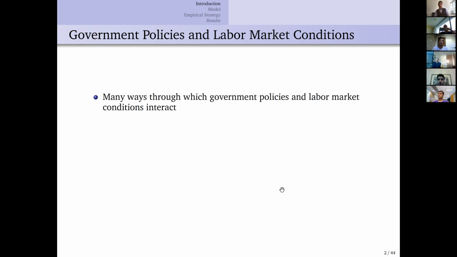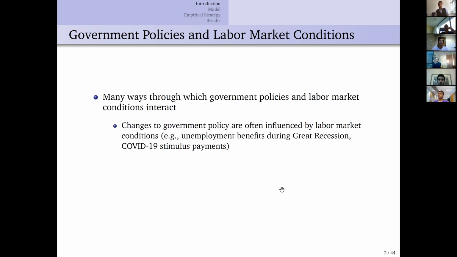One clear example of this is that we often see government policies responding to changes in the labor market. For example, in the United States, during the Great Recession, many states expanded their unemployment benefit periods. Right now with COVID-19, we're seeing across the globe lots of countries thinking about, implementing, or already handing out stimulus payments in response to big changes in unemployment.